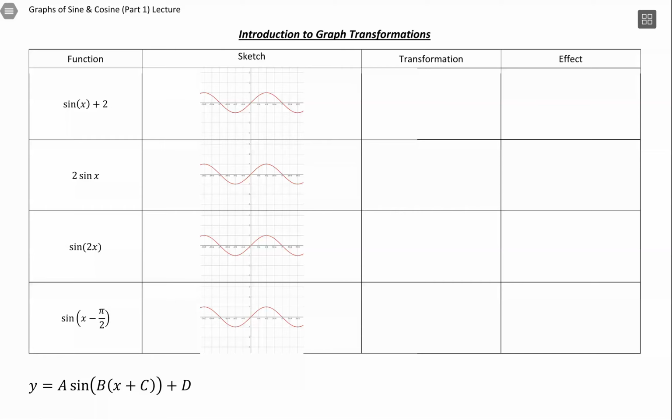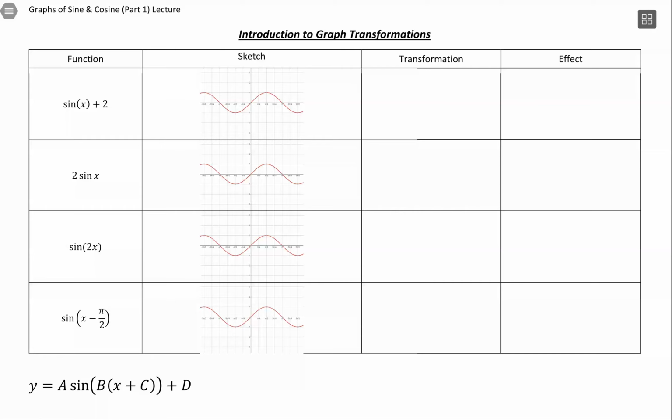So let's get an introduction to our graph transformations. We're going to be looking at our function sine of x. Just keep in mind, all of these transformations are exactly the same for cosine of x. We just kind of default to talking about sine. All true for cosine as well. So anywhere I write sine here, I could also be writing cosine. We're just going to stick with one of the functions.